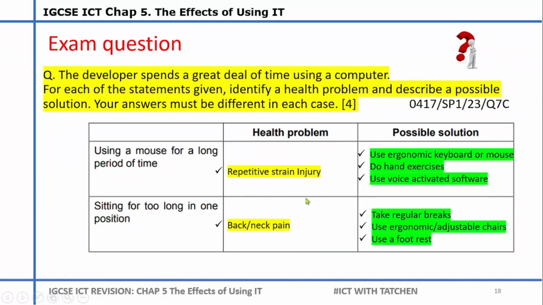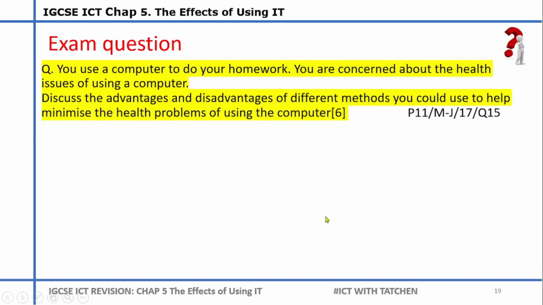Just to mention, here you just need this and this, and then this and this. Just one point here, one point here. You don't need to list all of this. These are just different options for you to select whatever you want, but the point you give here, don't give the same point here. Make sure they are different.